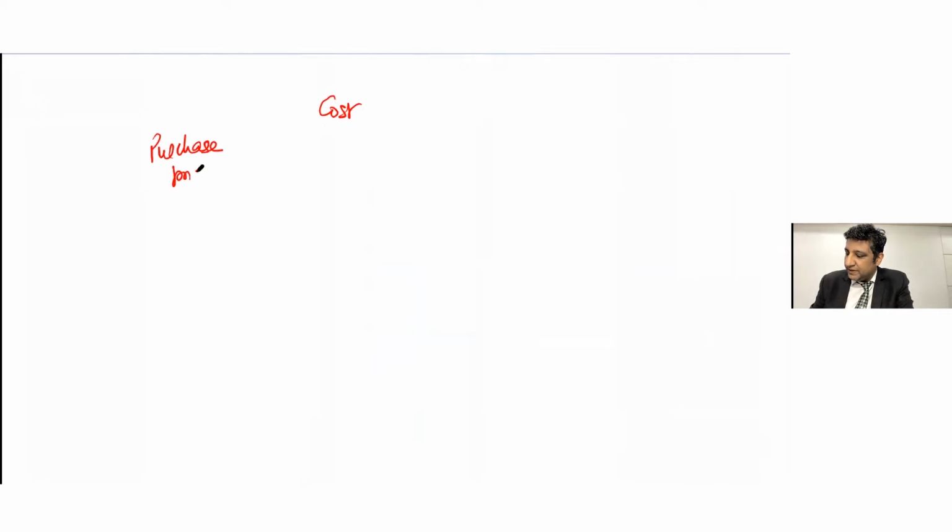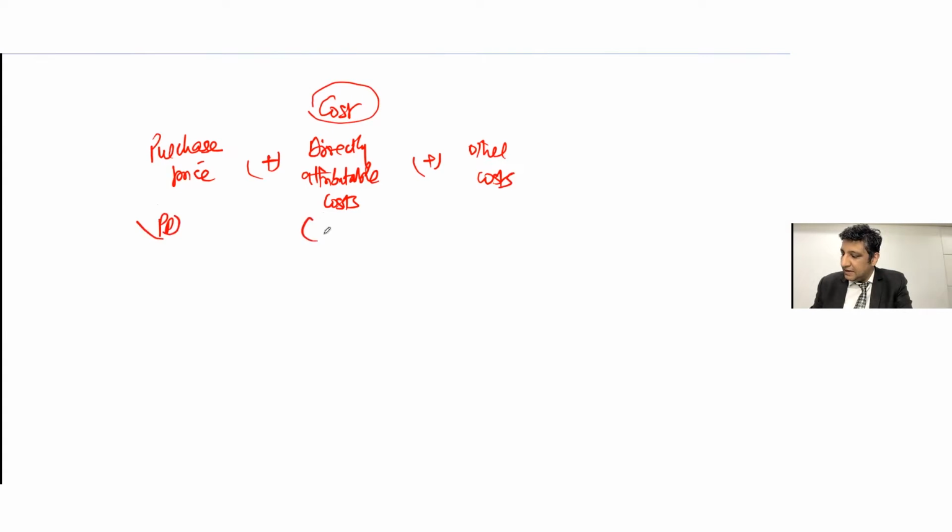the purchase price, any directly attributable costs, and other costs. All right. So I may want to call it a PP. I may want to call it a directly attributable DA. And here I refer to other cost as OC. Okay. Just for the remembering purposes, right?